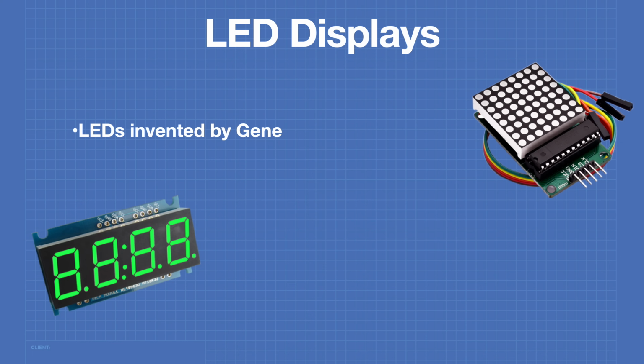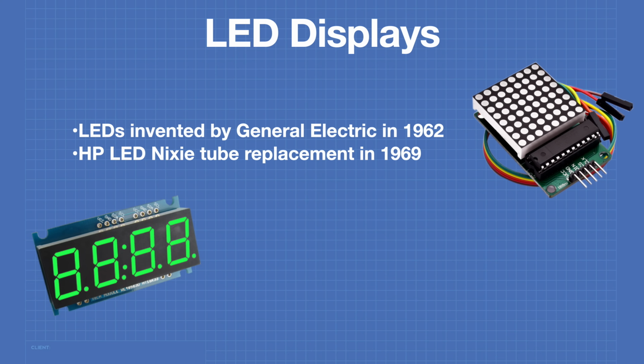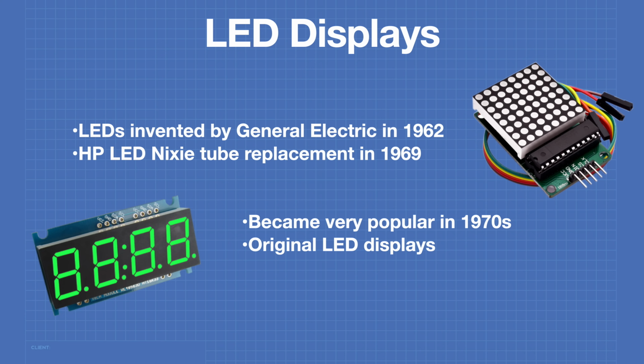In 1962, General Electric developed the first light-emitting diode. In 1969, Hewlett-Packard created a replacement for the Nixie tube using light-emitting diodes. Nixie tubes were display tubes that used filaments to display numbers. LEDs became very popular in the 1970s thanks to the advent of the 7-segment display. Original LED displays were all red, with green displays following soon.